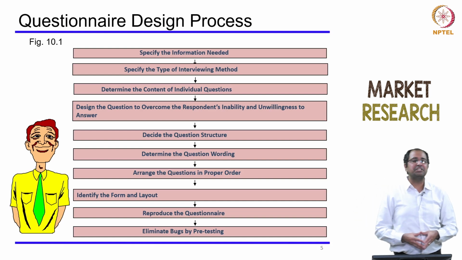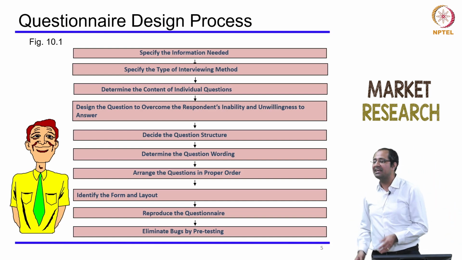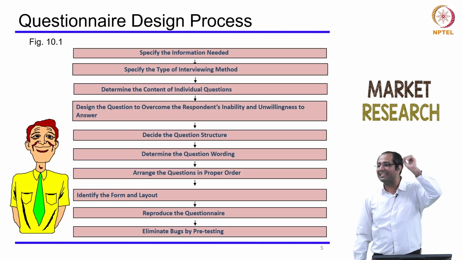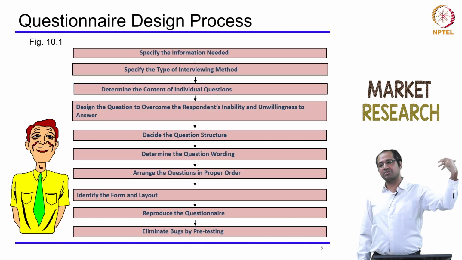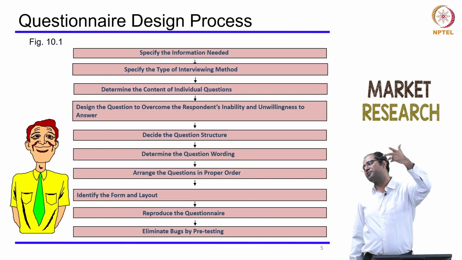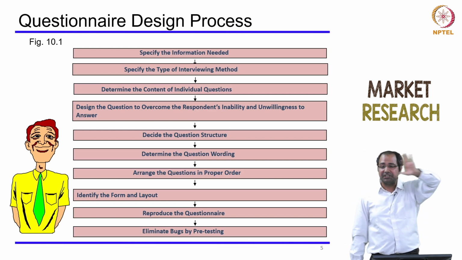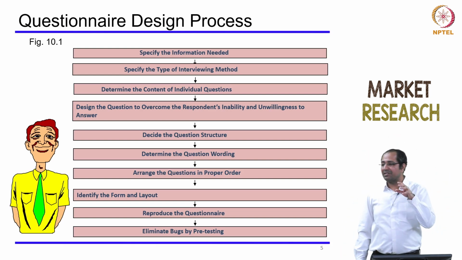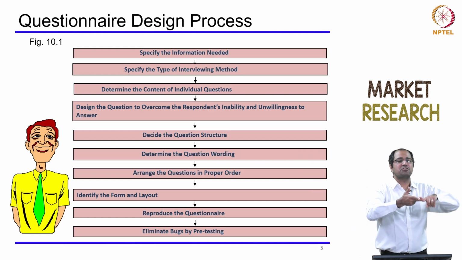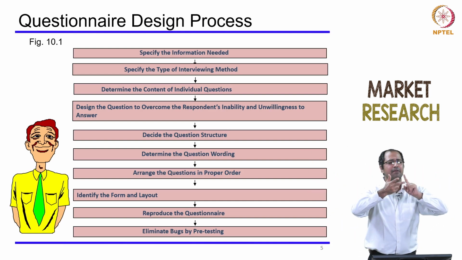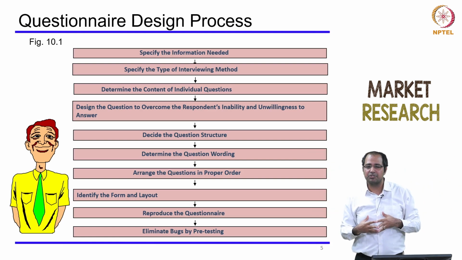The first step is to specify the information needed. What does it mean? It means you write down all the variables on which you would like to collect information. If you remember, it is the last thing in step number 2. Before you develop the questionnaire, write down what all information you would require: age, gender, occupation, relationship status, A, B, Z, everything. Write it down so that you have questions for each one of them. That is, specify the information needed.